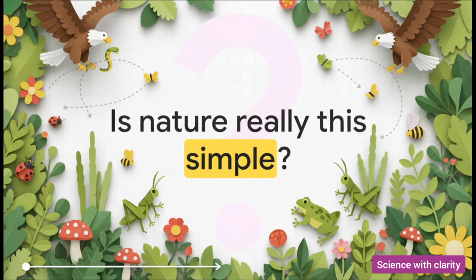But wait, let's pause for a second. Is nature really this simple? If you go out into the wild, does an eagle literally only eat snakes? Does a frog only eat grasshoppers? No way, of course not. A single straight pathway is a fantastic way to learn the basics, but it doesn't quite capture the wild, unpredictable, chaotic reality of a living ecosystem.